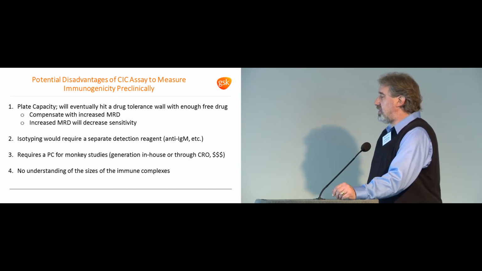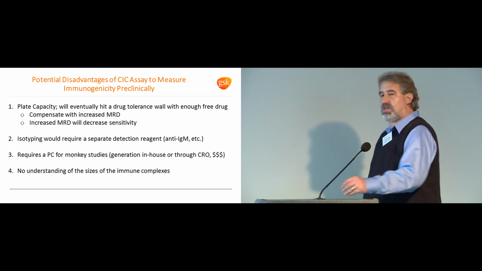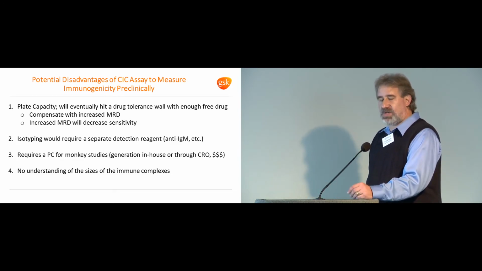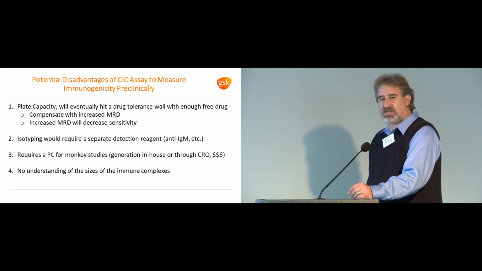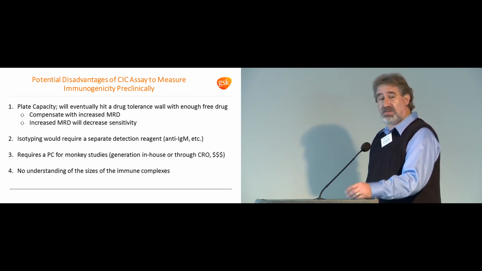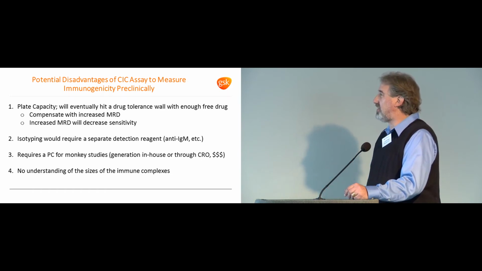And lastly, the assay doesn't really tell us about the size of the immune complex. It doesn't tell us how big these complexes are. If we want to characterize further, we do have size exclusion chromatography and we do have mass spec to help us understand how big these complexes are and what's actually in the complexes. And hopefully if this talk goes well today and I'm asked back, I might be able to elucidate on that further in the next presentation.